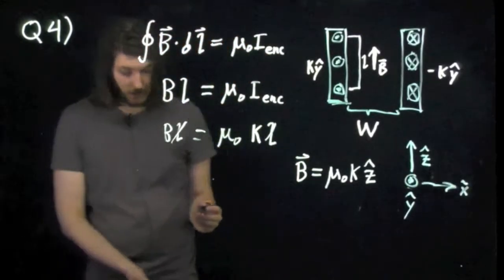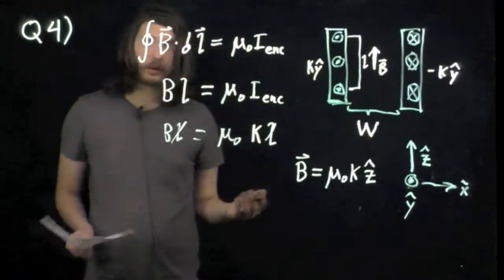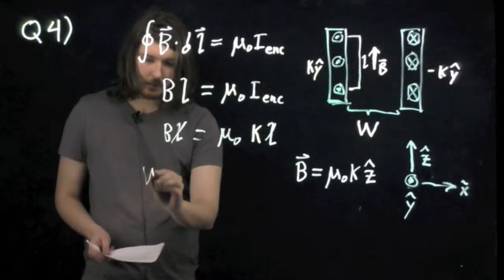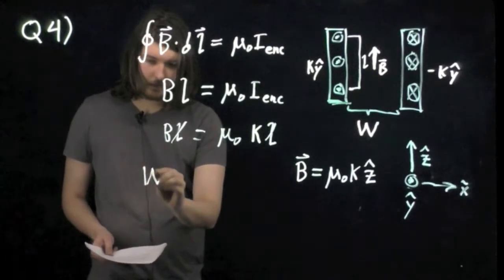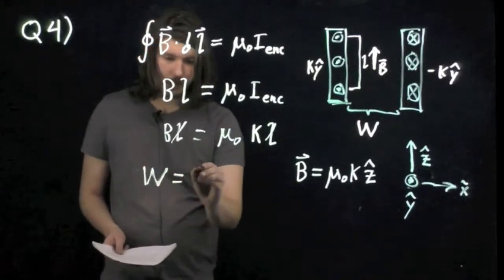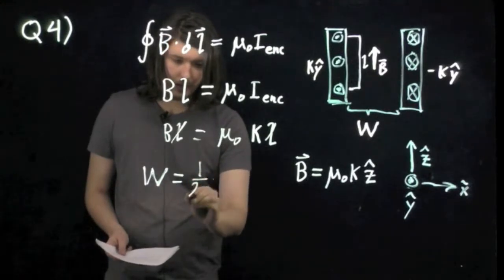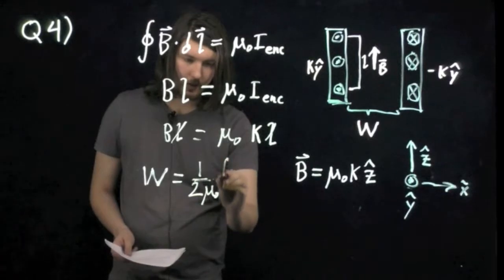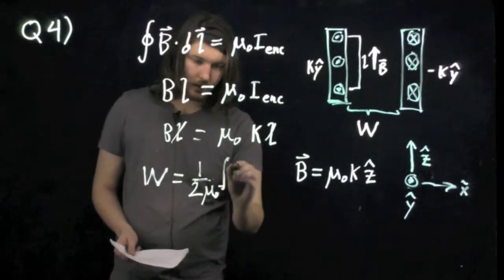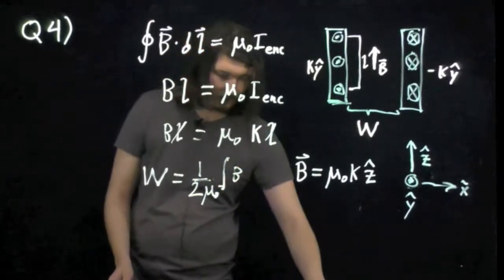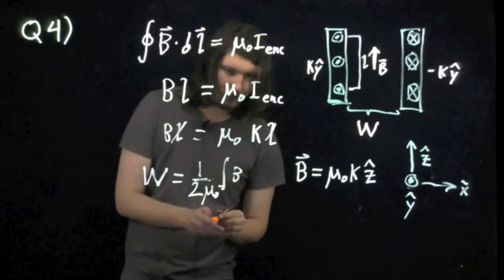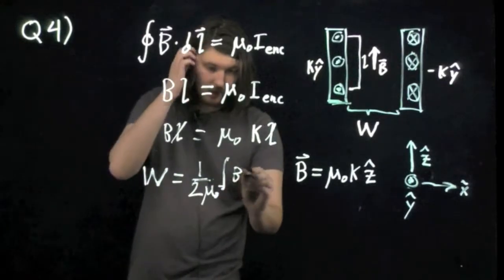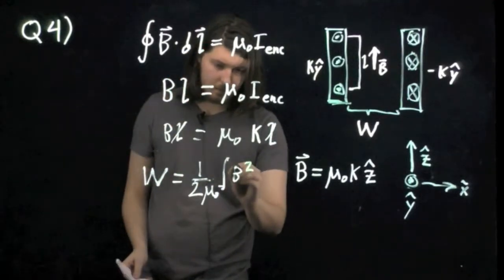From this, to determine the work, the energy per unit volume, you simply compute the work integral, which in this case would just be 1/2 mu naught times B squared. That's a really poor pen. I'm going to switch over to something else.